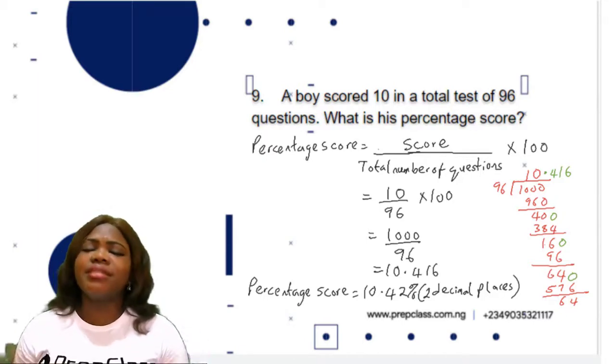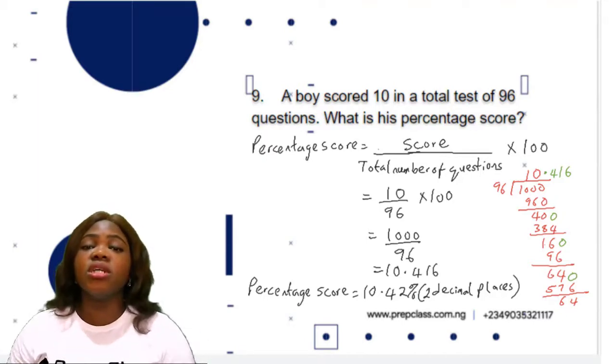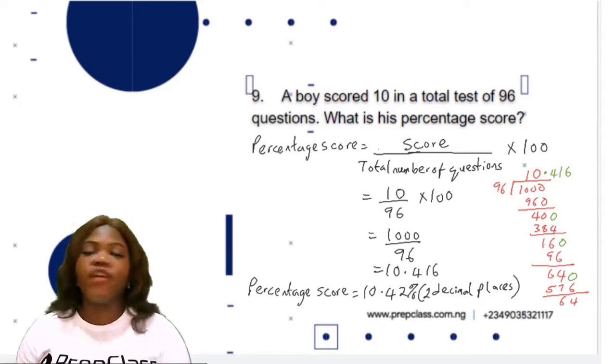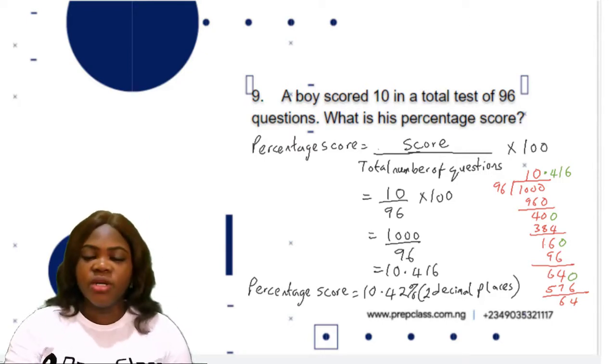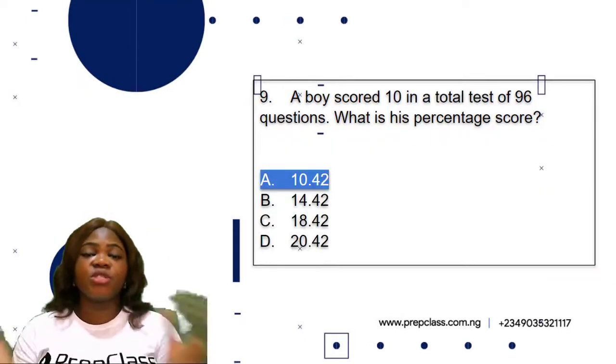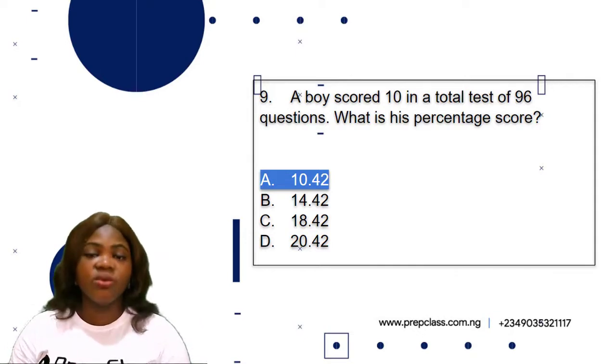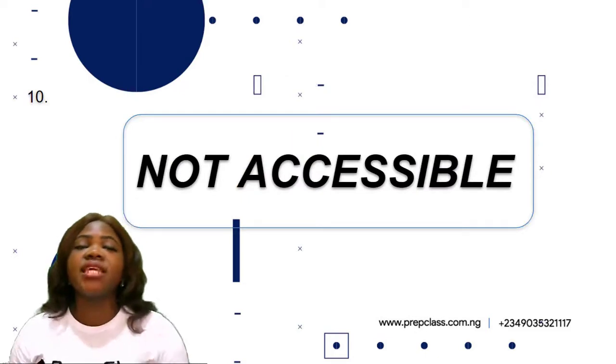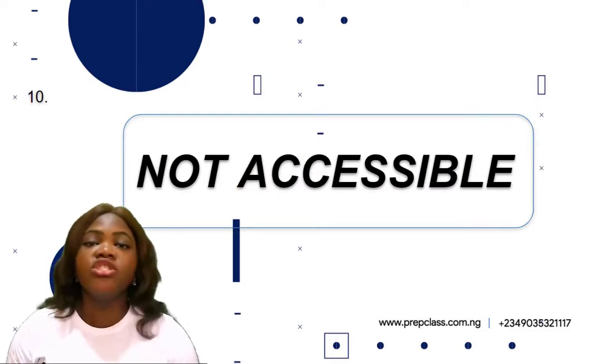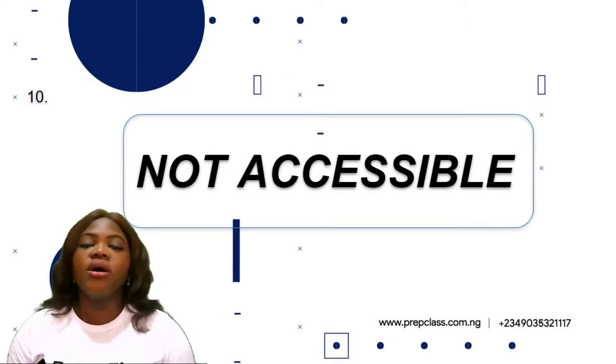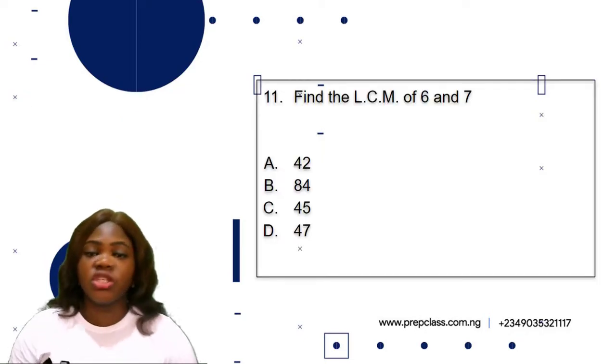So you can see that this percentage score is very low. Okay, so the correct option here is option A, 10.42. That's the percentage score of this board. Okay, so question 10 is also not accessible due to omission error. Okay, so let's move on to question 11 now.